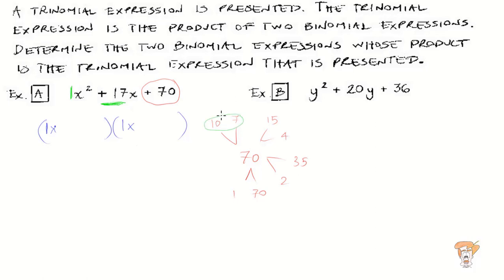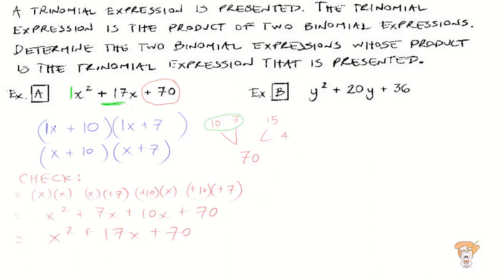The 10 and the 7 are the factors of 70 whose sum is plus 17. So those are the factors that we're going to use to complete these two binomials. The second term in the first binomial can be plus 10, and the second term in the second binomial can be plus 7. To check our answer, we can determine the product of those two binomials. Compare this expression to the expression that was presented, and we notice that it is equal. Therefore, our check is successful.